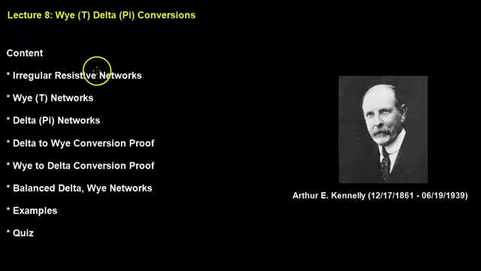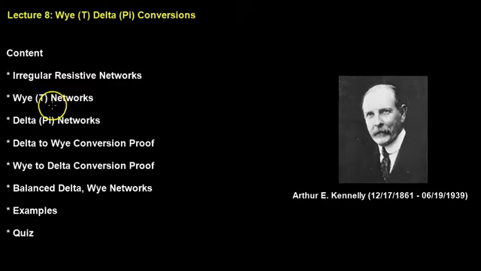So the first item is irregular resistive networks. And what I mean by irregular is, it is not an official nomenclature in any textbook. What I mean by irregular is any network where the constituent resistive elements are not necessarily in series or parallel in a very simple manner, as we've seen before. An irregular case would be one where you can't easily combine them to an equivalent resistance in terms of series and parallel constituents.